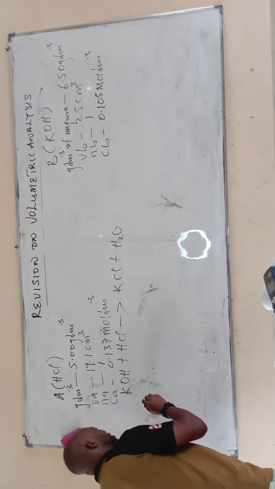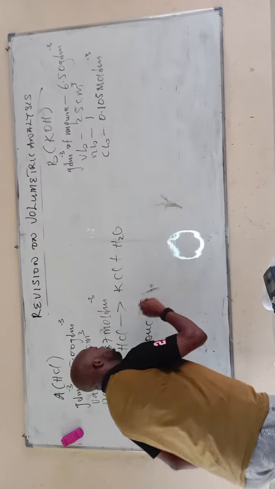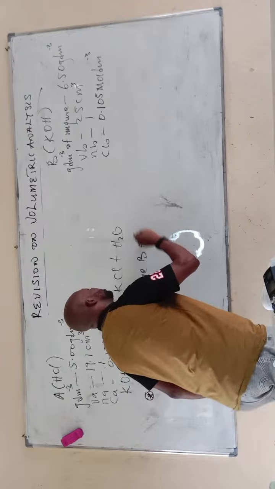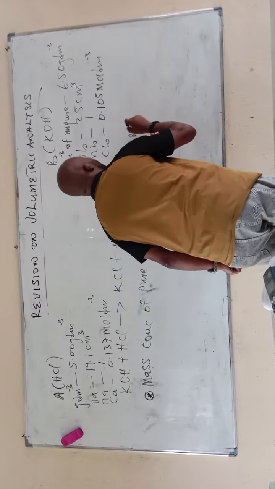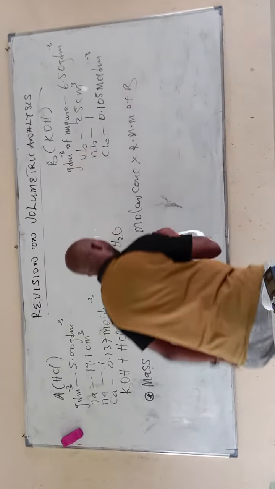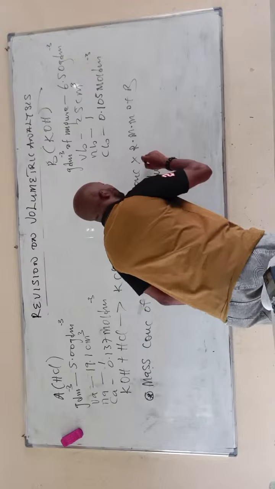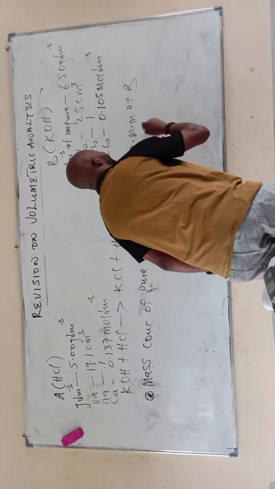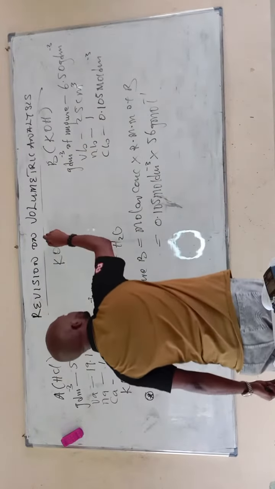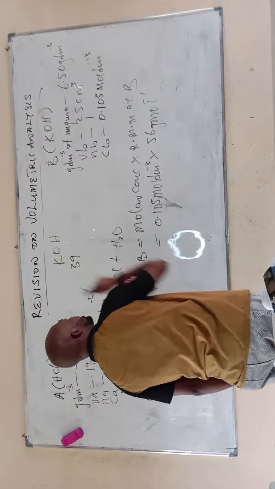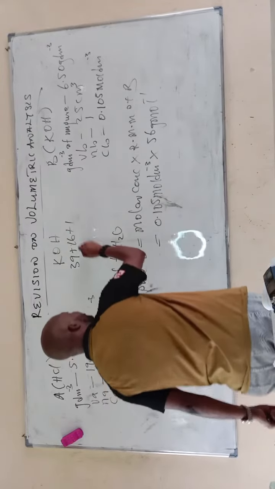Now, mass count of pure B is molar count of B times the relative molecular mass of B. The molar count is 0.105 mole per dm cube, times the relative molecular mass here, which is 56 g per mole. Potassium hydroxide: potassium is 39, plus oxygen is 16, plus hydrogen is 1. If you add that, you have 56 g per mole.